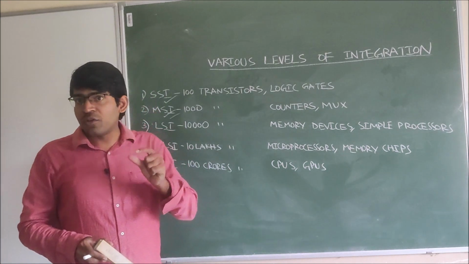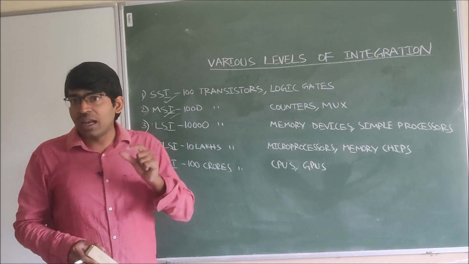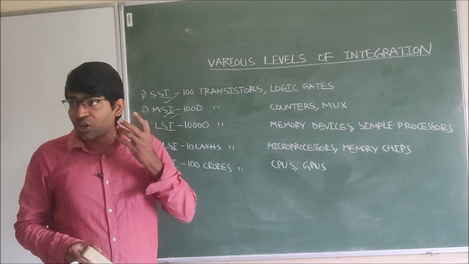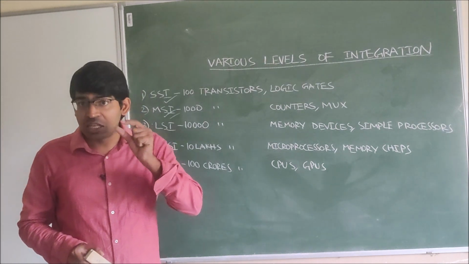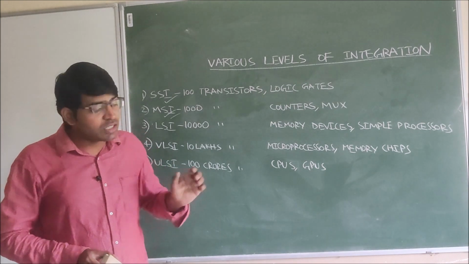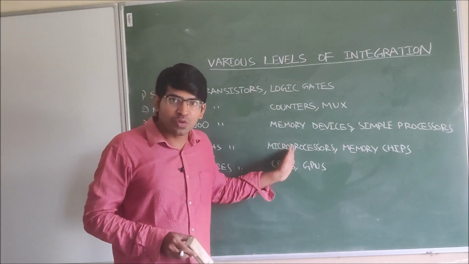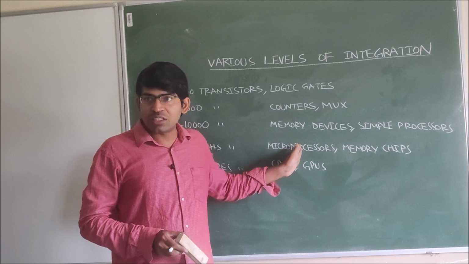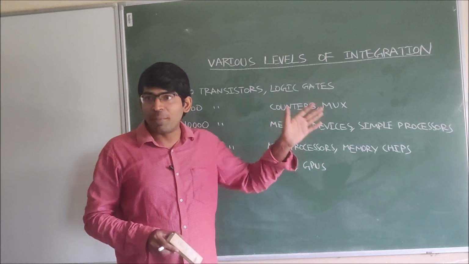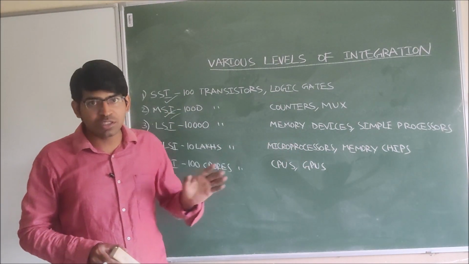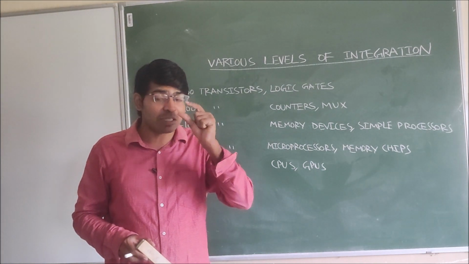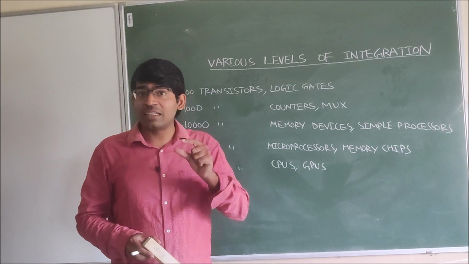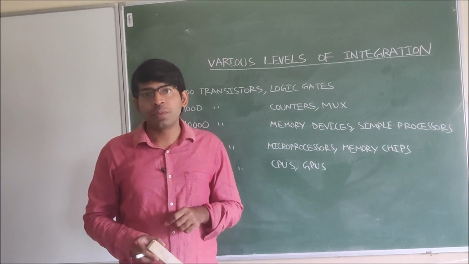We were able to manufacture 10 lakhs of transistors, millions of transistors, on a single chip. These VLSI ICs we used for microprocessors and controllers and for memory chips, advanced memory chips. 10 lakh transistors in a single chip, in a single IC.